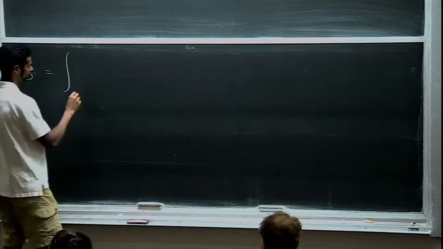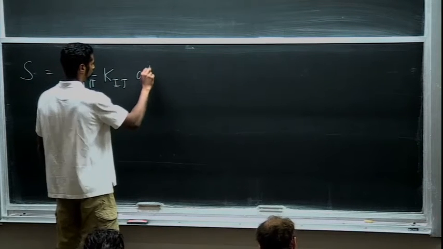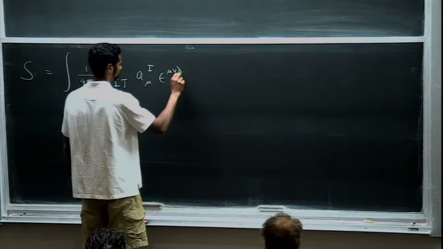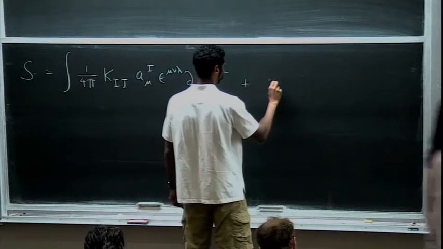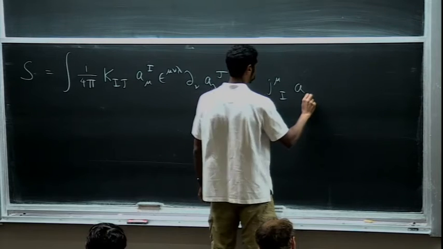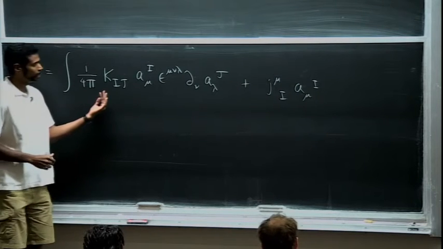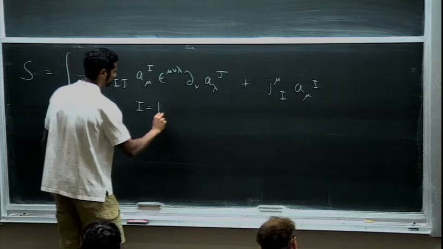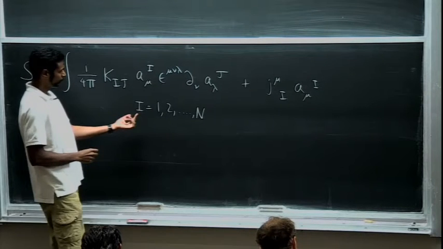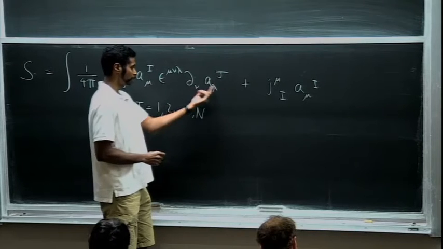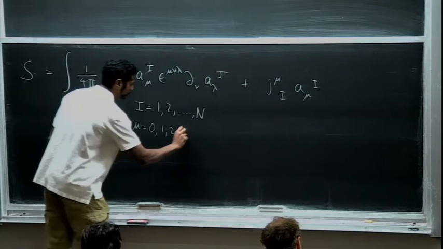So we're going to consider the action that I wrote down then. Here I is assumed to run from 1 to n, okay? So this is an extra index, having nothing to do with the spatial indices, or space-time indices. Mu is running over 0, 1, 2. This is space and time.